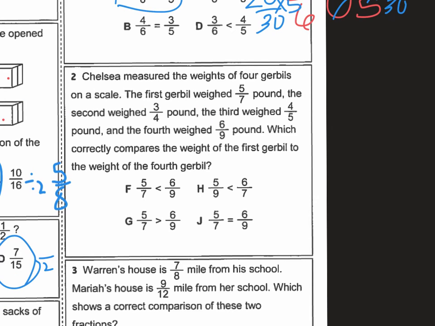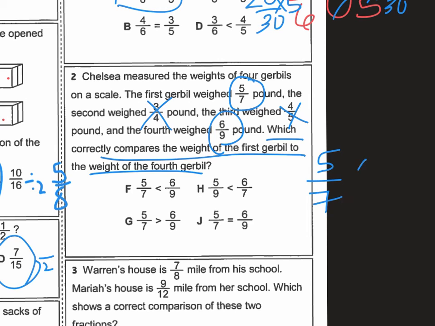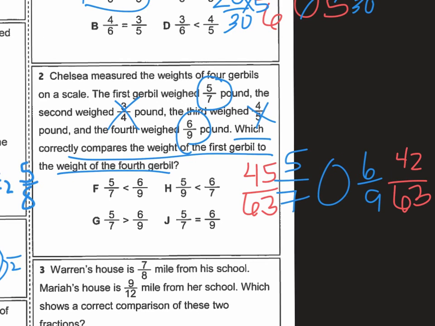He measured the weight of 4 gerbils on a scale. The first gerbil weighed 5/7 pound, the second weighed 3/4 pound, the third weighed 4/5 pound, and the fourth weighed 6/9 pound. Which correctly compares the weight of the first gerbil to the weight of the fourth gerbil? So we're only looking at the first and the fourth. We don't need this information. So again, it's 5/7 compared to 6/9. So once we find a common denominator by multiplying the denominators by each other, we are looking at 45/63 over 42/63. And we notice that 45 is greater, which means 5/7 is greater than 6/9, which the correct answer is G.